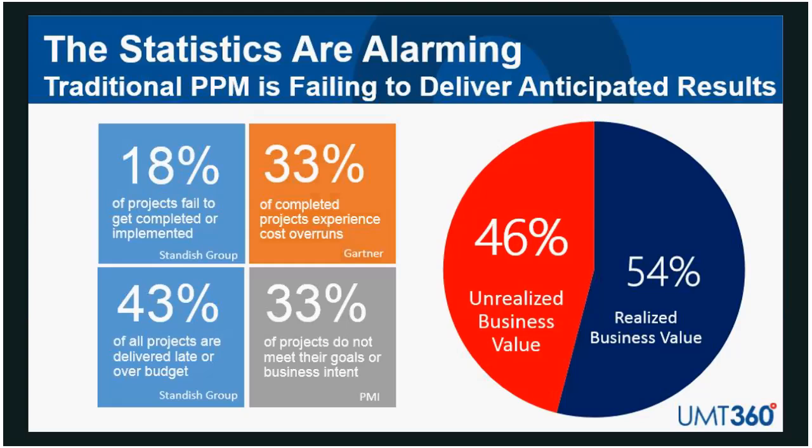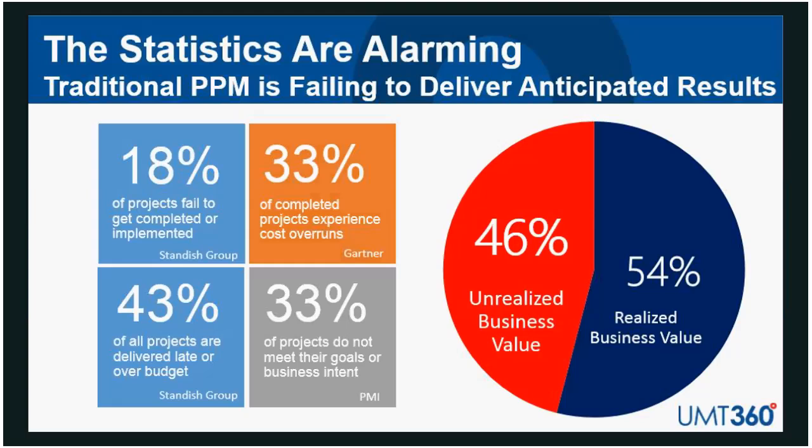So from the statistics, you probably hear about cost overruns and projects not meeting their business goals or projects not being implemented at all. These were some of the statistics from Standish, Gartner, and PMI. The chart on the right-hand side says that almost 50% of projects are not meeting their intended business value. And this is coming out of our internal research. We've done hundreds of implementations, and this is what we hear from our customers.